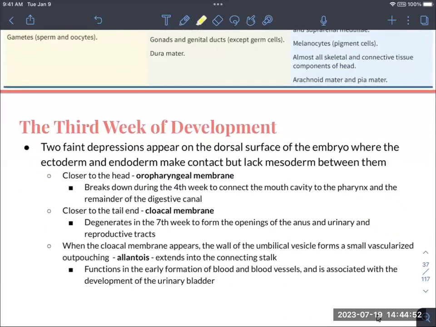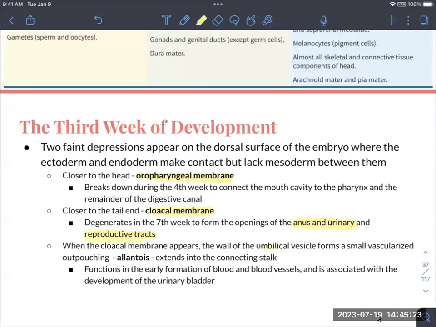So as I pointed out in that picture before, we start to get these little depressions. That's where that oropharyngeal membrane is going to form. And then we have that cloacal membrane. That cloacal membrane is that anus and that urinary system and reproductive tracts that are forming at the tail end.